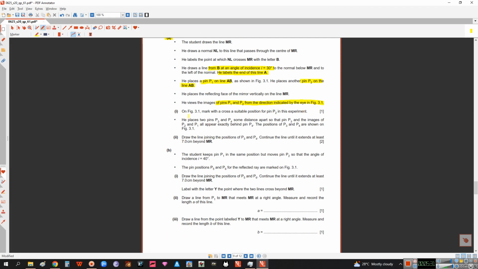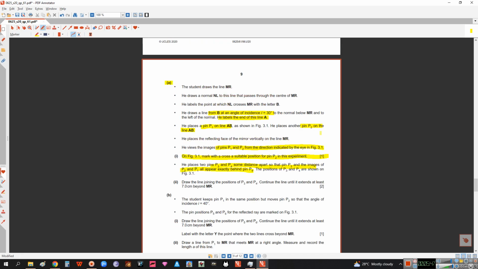Now continuing forward, we're done with this part. One mark there. He places two pins P3, P4 at some distance from P3, and the images of P1, P2 all appear to be behind P4. The positions of P3 and P4 are shown in the figure.